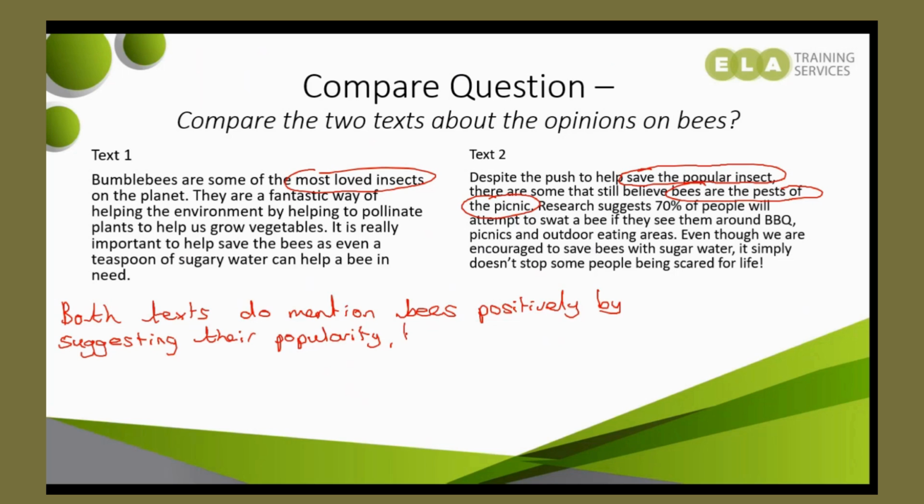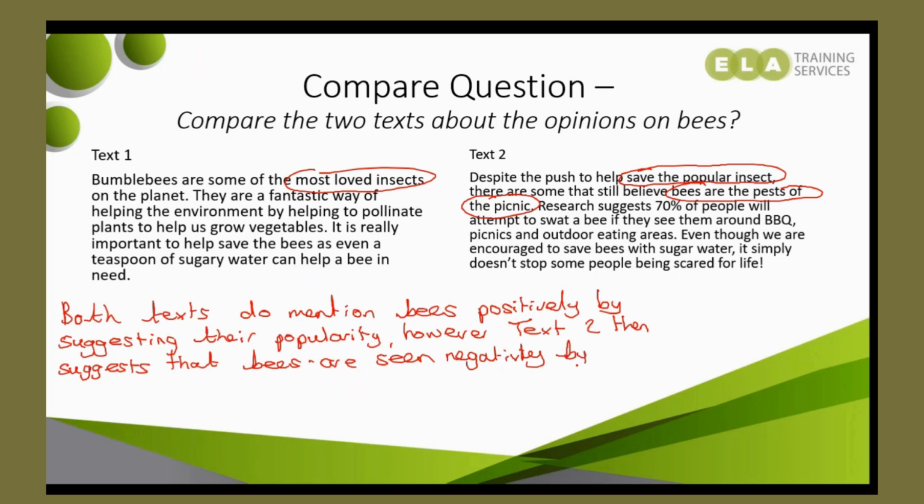However, text 2 then suggests that bees are seen negatively by describing them as pests of the picnic. Okay, so that's one sentence, right?